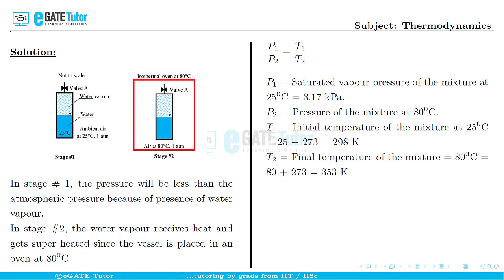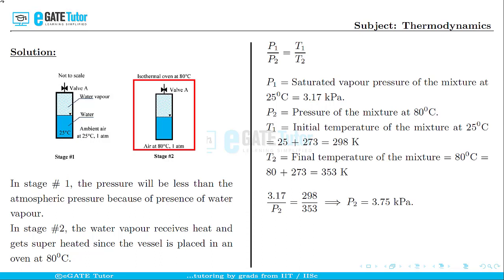We have P1, T1 and T2. Substitute in this particular equation to get P2. So after substituting and simplifying, we get P2 as 3.75 kilopascals. Remember, P2 is the pressure of the mixture at 80 degrees centigrade after thermal equilibrium is attained.